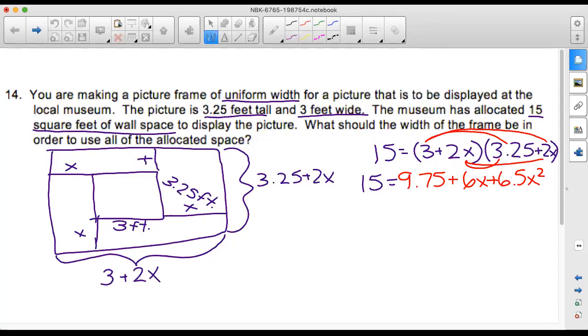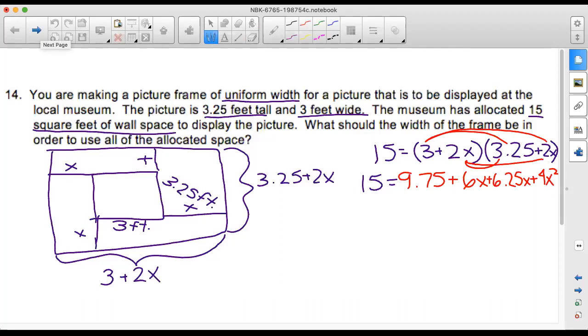Wait. 2x squared. Close. We have 2 times 2. Oh, 4x squared. Yeah, my brain's not working. It's all good. 4x squared.